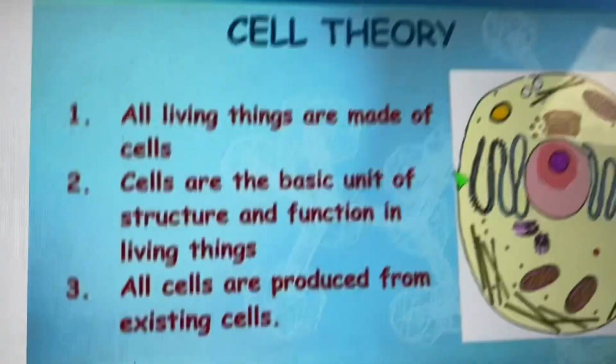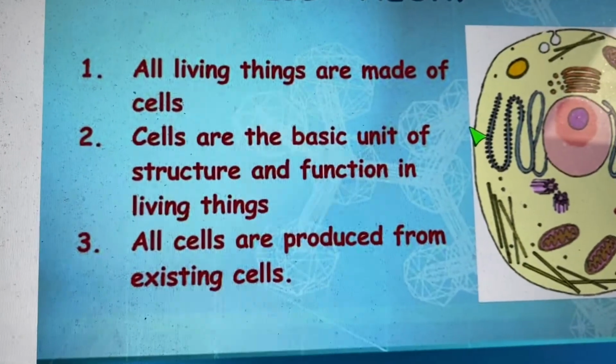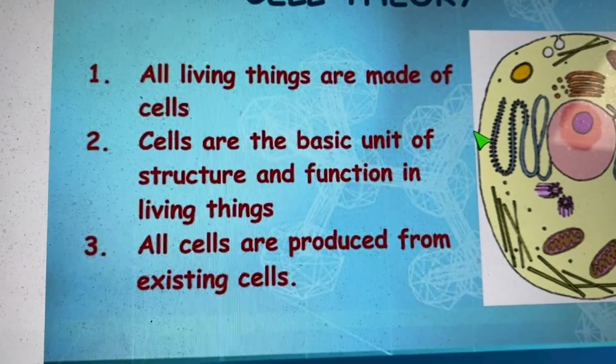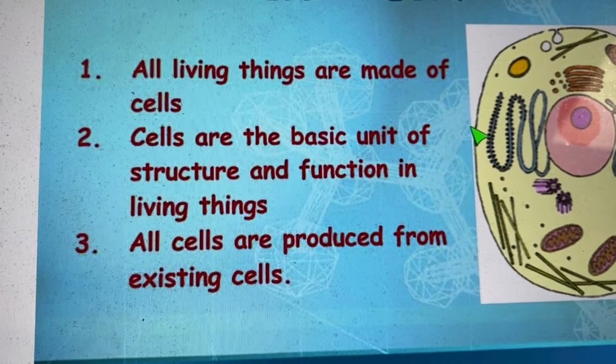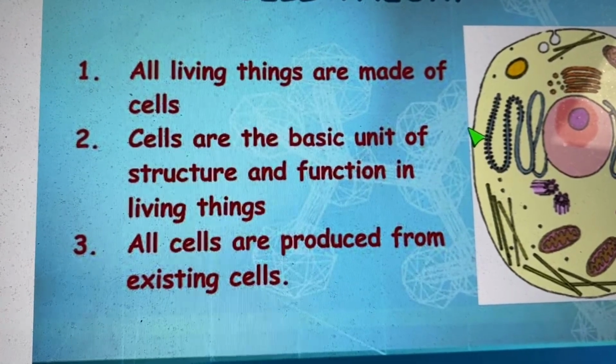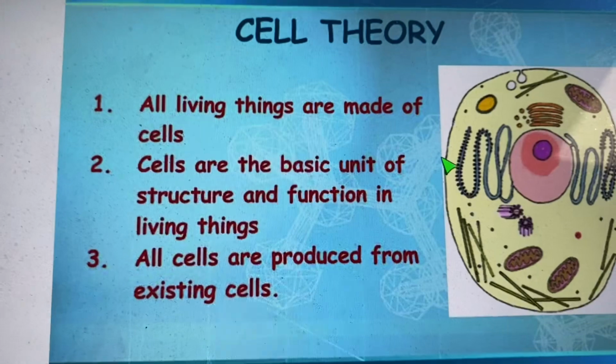Boiled down to three components, three tenets, if you will. Number one, all living things are made of cells. Number two, cells are the basic unit of structure and function in living things. And three, all cells are produced from pre-existing cells. So that's the cell theory.